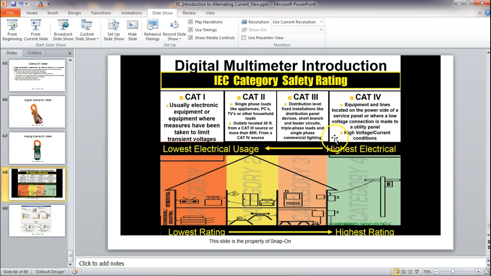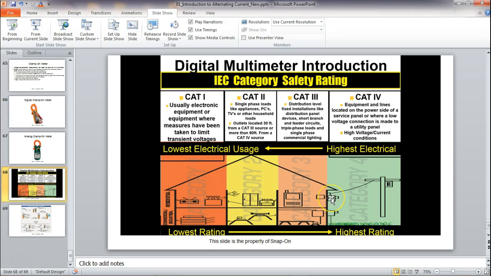Now a Cat 4 meter is on the distribution side. Anything you work with over here has got to be at least a Cat 4. We're not talking about the power distribution on the other side, we're talking about after it comes through the transformer. Now you've got to remember, you've got to have a meter.